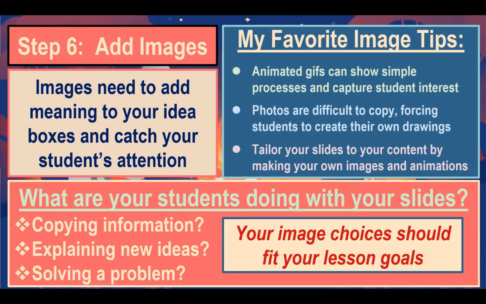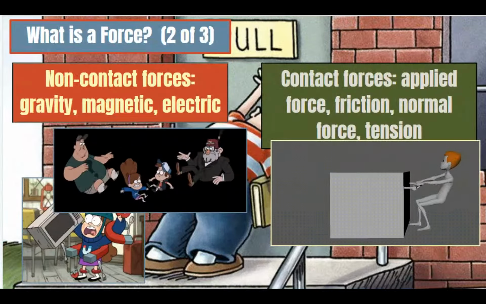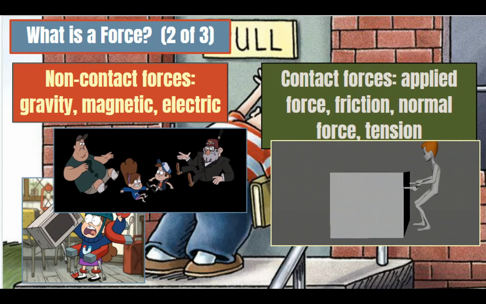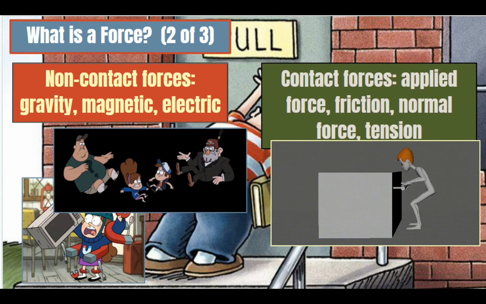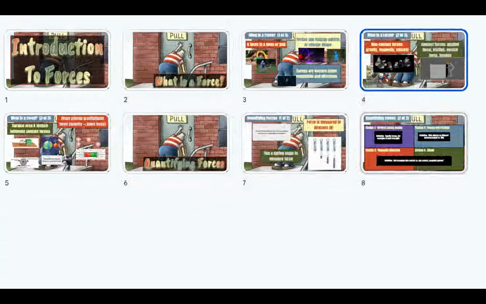But it is something that you can do to just make it more meaningful. So here's where we left off at step 5. I have my idea boxes formatted, and then I just found some images and GIFs that I liked. So I've got a bit of a theme going on the left there with non-contact forces with Gravity Falls, and on the right I just found this simple GIF of the scary guy pulling a box for contact forces. So here's step 5 and step 6. I now have lots and lots of images ready to go.